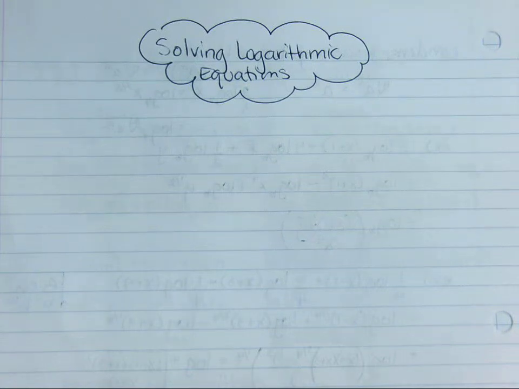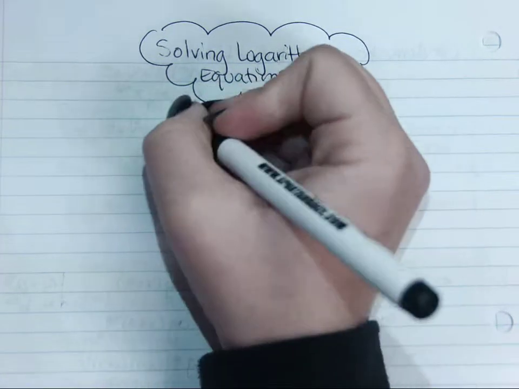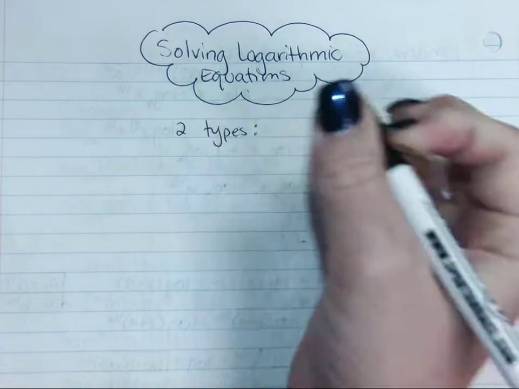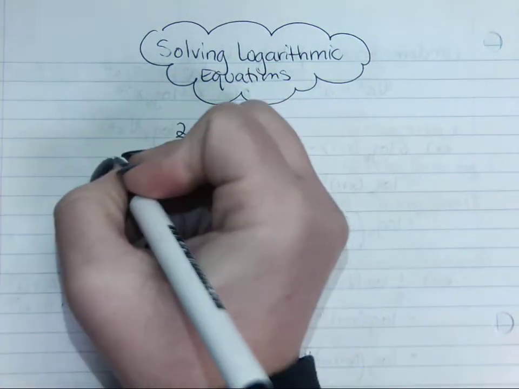Solving logarithmic equations is going to require two new rules to be able to set up and solve our equations. So the two types, or the two rules, that you're going to be working with. The first type looks like this.